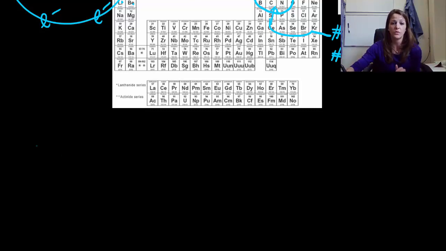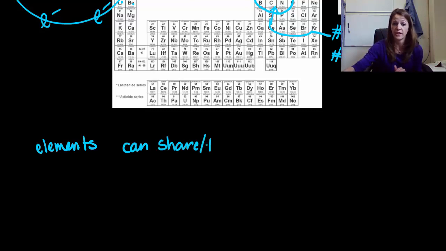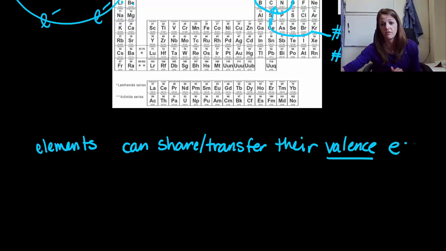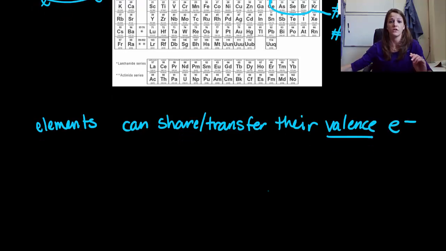So the first thing we need to be on the same page of is that elements can share and transfer their valence electrons. This is a super important concept. This is how the whole foundation of chemistry is really based off of this. So elements can share and transfer their valence electrons with other elements. They can exchange it, they can share it. We'll get into that deeper. But right now we just know that they can share it.